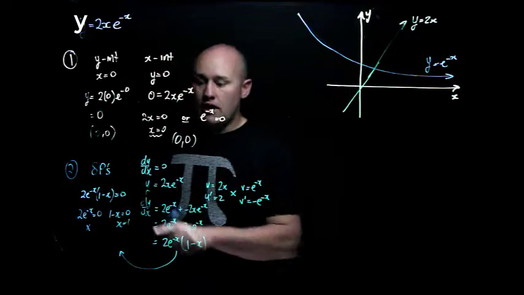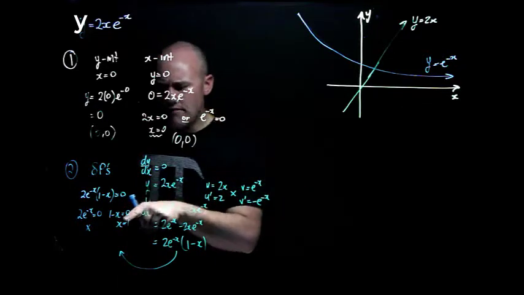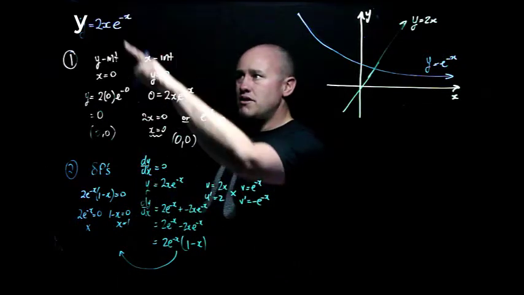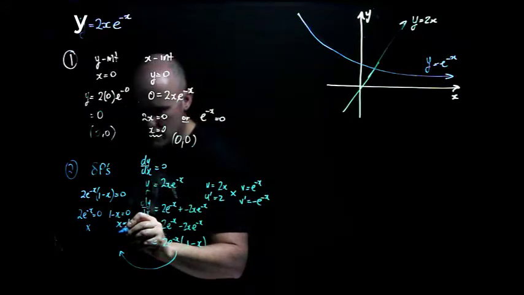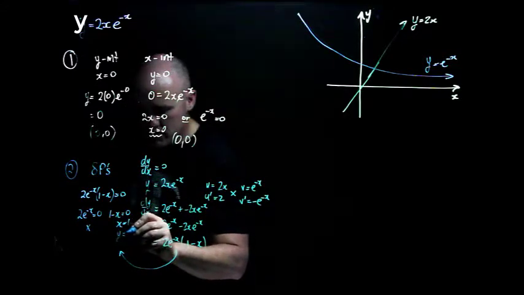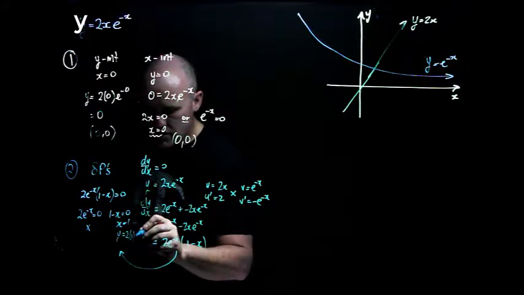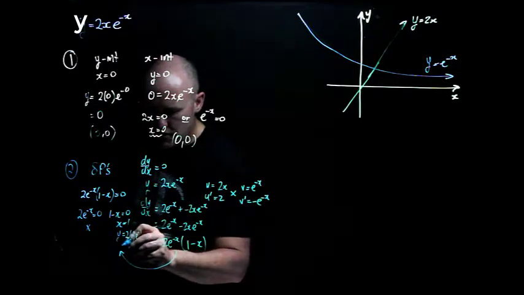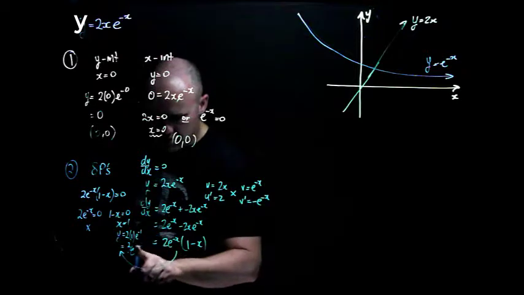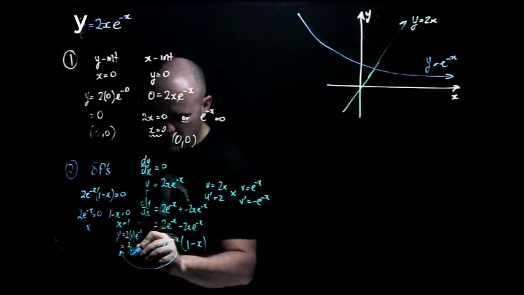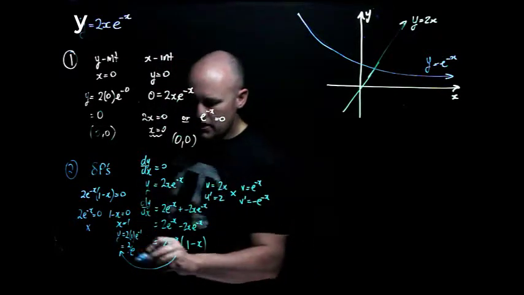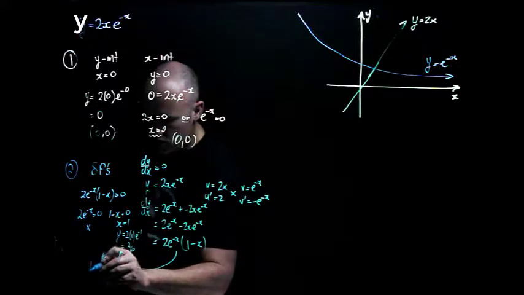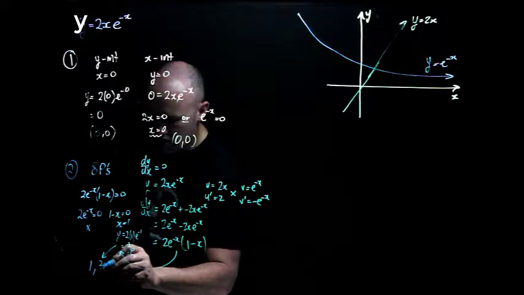x equals 1. And of course, I do need to determine what is the value when x equals 1. So it's my value of y. So at x equals 1, y is equal to 2 times 1 times e to the negative 1, and that just becomes 2 over e. That's a poorly written e. Let's try that again. E, that'll do. And so we get this point, 1 comma 2 over e.